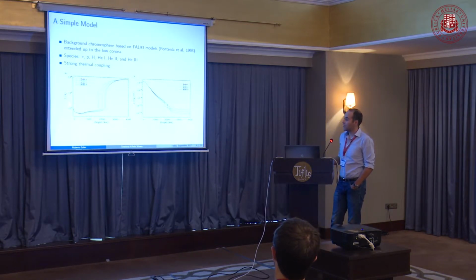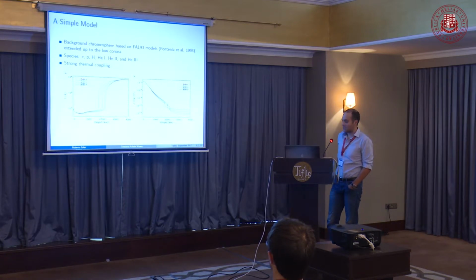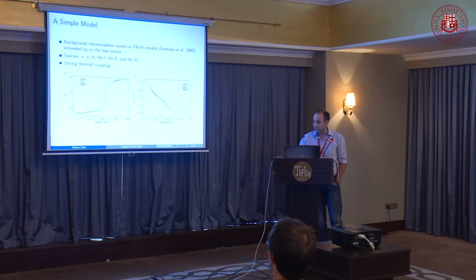So on the left panel, I display the temperature in the model as a function of height, and on the right panel, I display the total density of the plasma. The four different lines correspond to the four models that are given in the well-known paper by Fontenla et al.